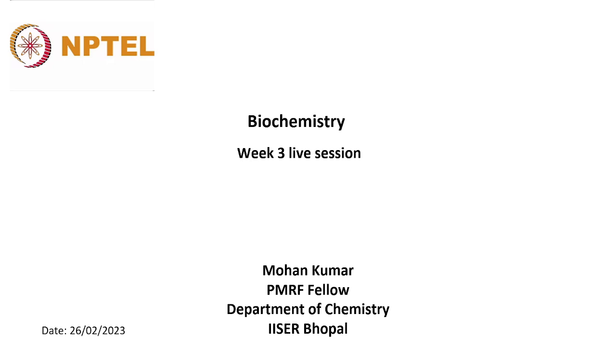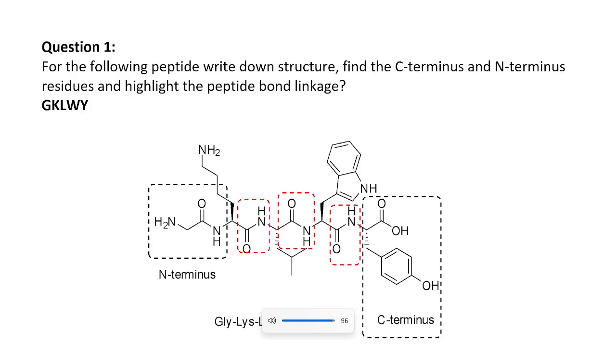So the first question we have is, for the following peptide, write down the structure, find the C terminus and N terminus residue, and highlight the peptide bond linkage. So it's a very basic question. Anyone of you want to answer? So here the question is, for the following peptide, write down the structure, find the C terminus and N terminus residue, and highlight the peptide bond.